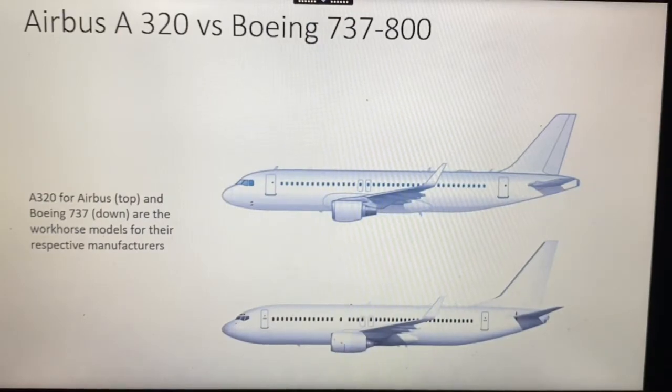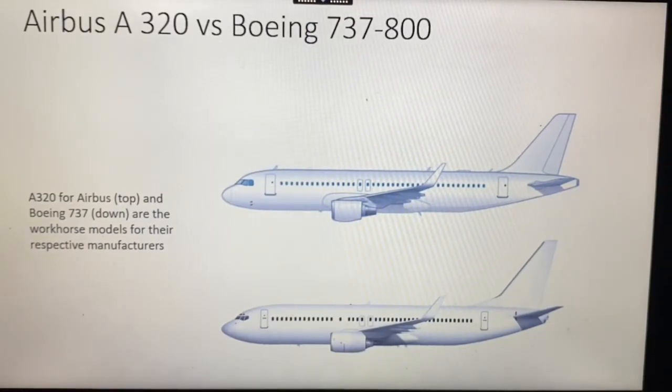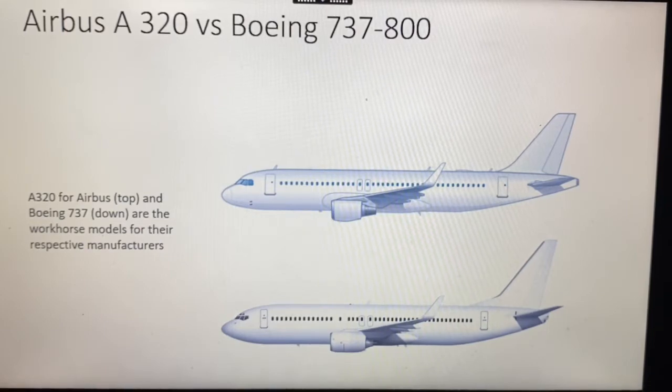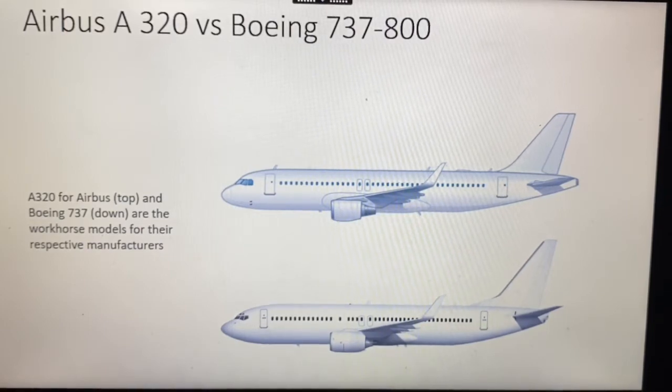The most common aircraft type, the workhorse of both Boeing and Airbus, is the A320 for Airbus and the Boeing 737, which is the bottom one. They are used for short haul routes, with pretty much high density 3x3 seating on both aircraft, and carry anywhere between 160 to 190 passengers.